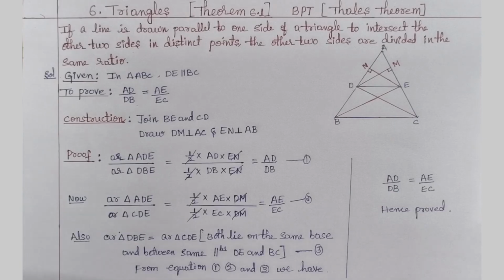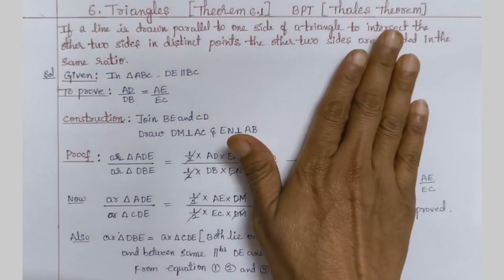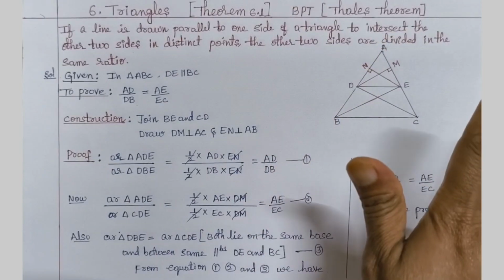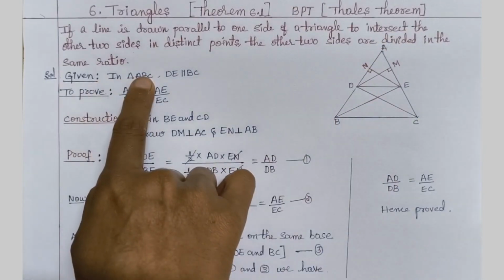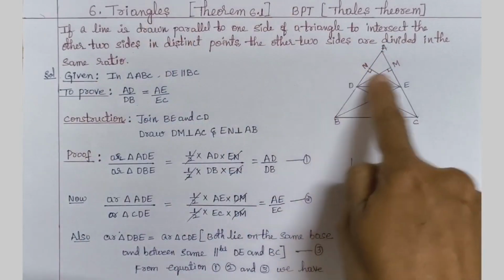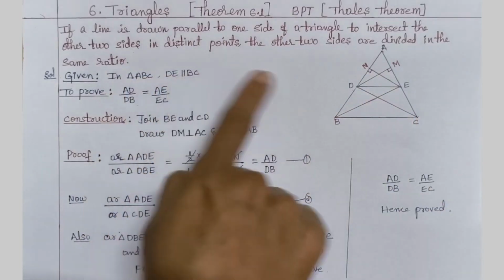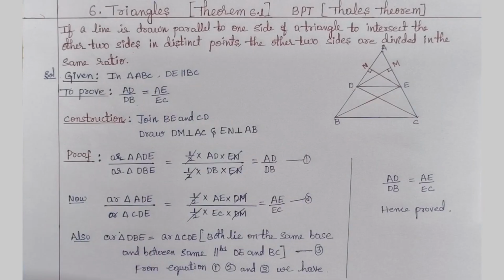Shall we start? First, we will write the given. What is there in the question? Given: ABC, one triangle. You write here, in triangle ABC. What is there again in this one? DE parallel to BC. This one parallel to this one is there. So in triangle ABC, DE parallel to BC. Write it. Given is finished.